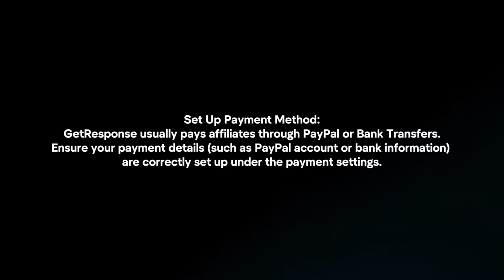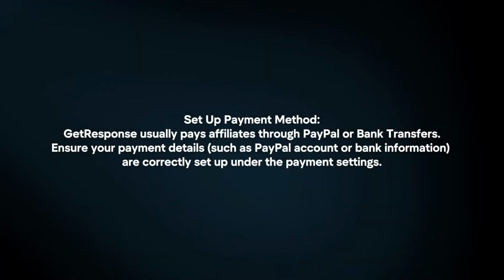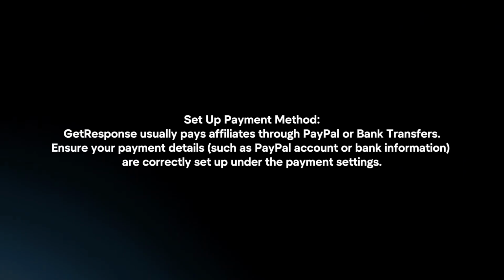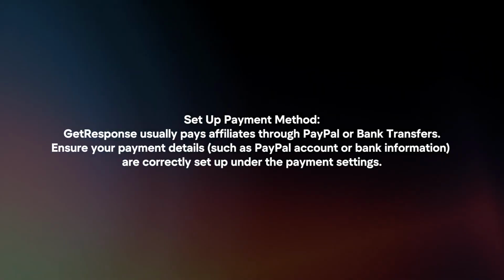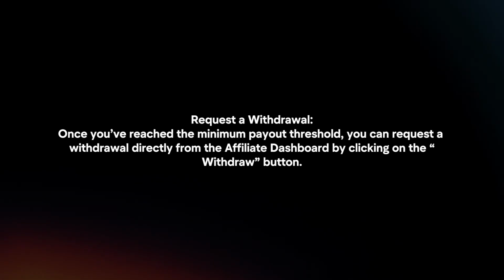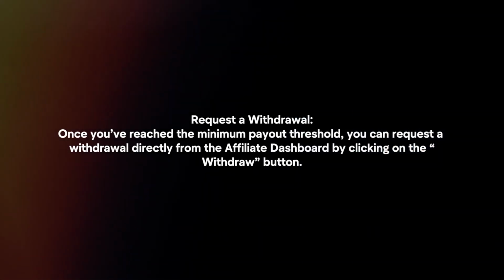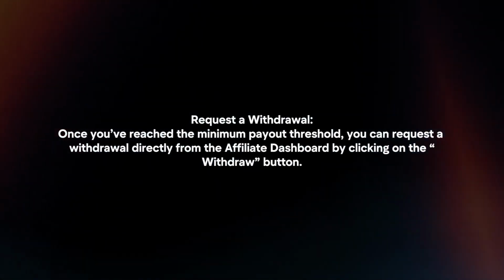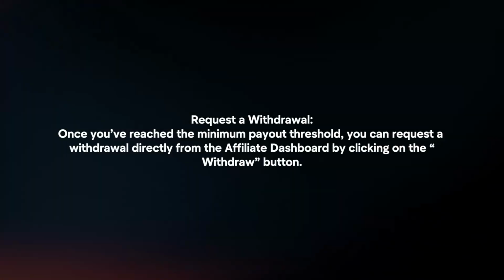Set up payment method. GetResponse usually pays affiliates through PayPal or bank transfers. Ensure your payment details are correctly set up under the payment settings. Request a withdrawal. Once you reach the minimum payout threshold, you can request a withdrawal directly from the affiliate dashboard by clicking on the withdraw button. Confirm and receive payment. After requesting, GetResponse will process the payment, typically within a few business days.